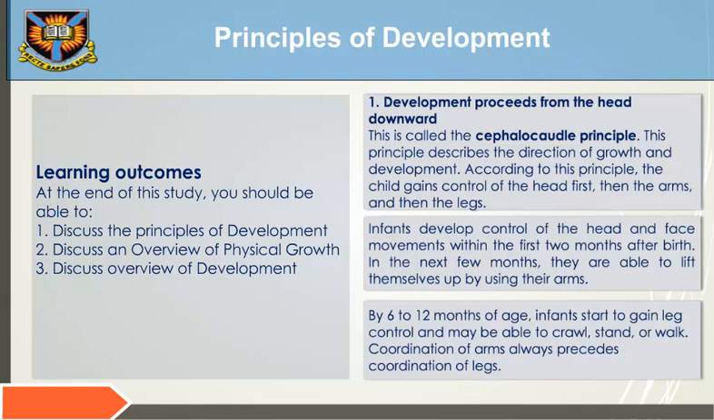Infants develop control of the head and the face movement within the first 2 months after birth. In the next few months, they are able to lift themselves up by using their arms. By 6 to 12 months of age, infants start to gain leg control and may be able to crawl, stand, or walk. Coordination of arms always precedes coordination of legs.